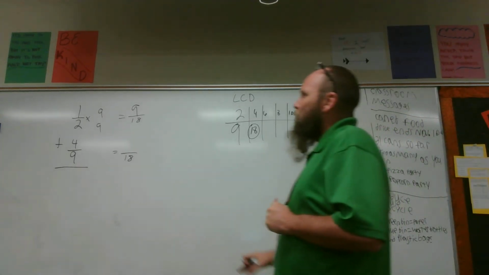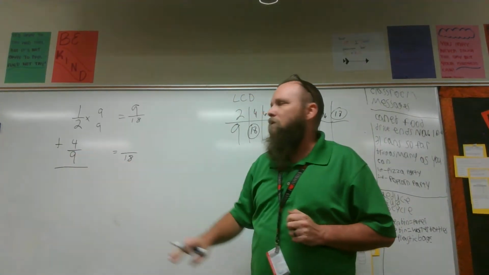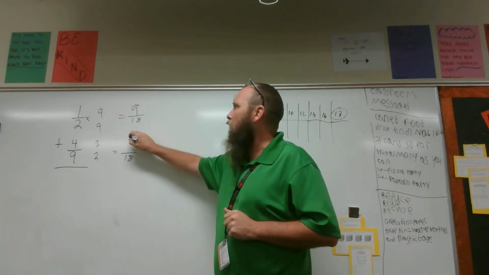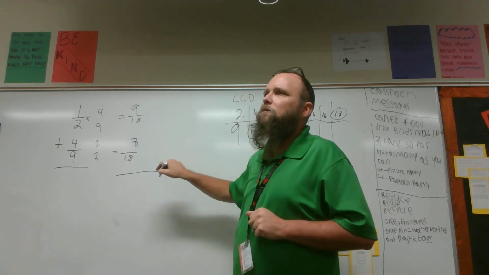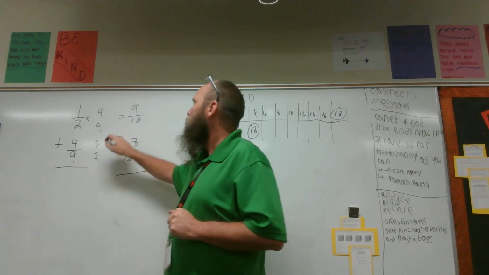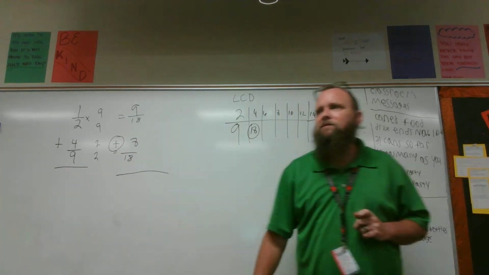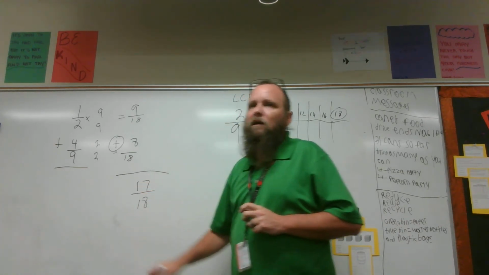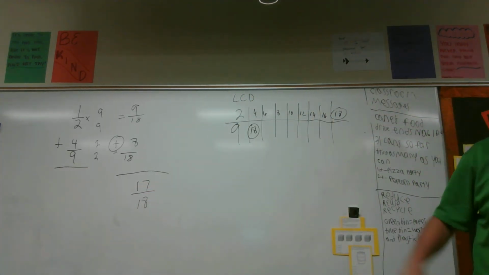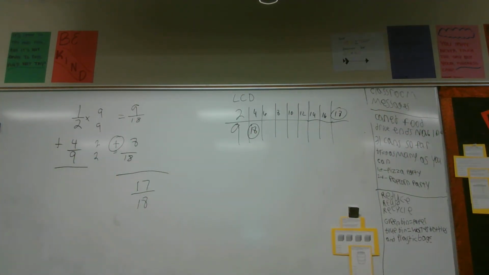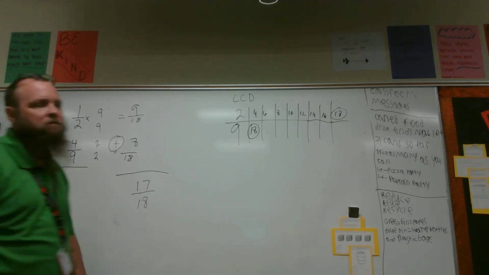And what did I have to multiply by 9 to get 18? 2. So my numerator is 8. Addition or subtraction problem? Addition. 9/18 plus 8/18 is 17/18. I'll also tell you, if the numerator and denominator are 1 apart, then you can't simplify it. The greatest common factor would be 1.